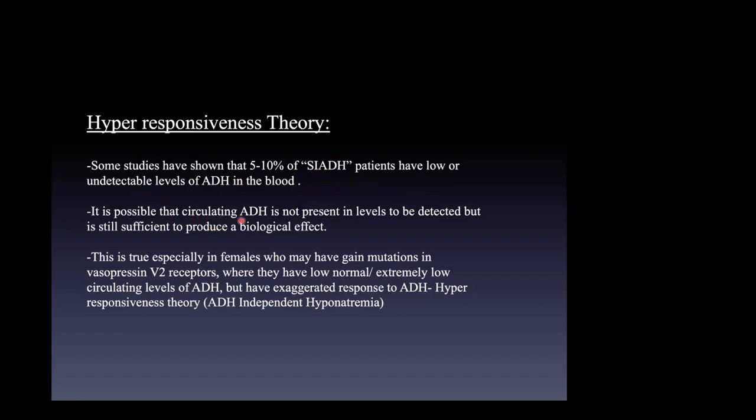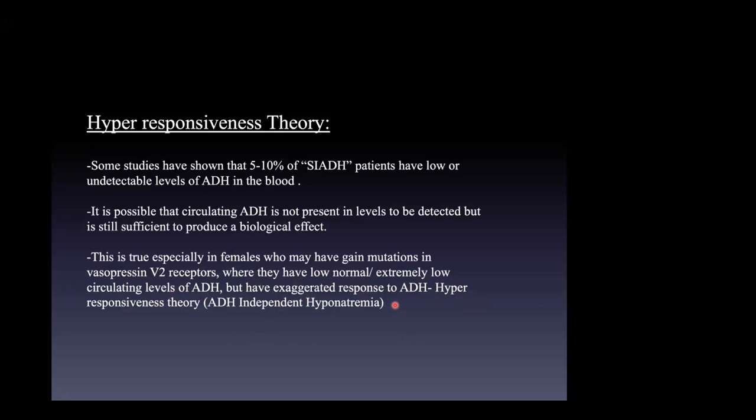It is possible that ADH is not present or is present at a very small detectable level, but it has some biological effect on the tubule to increase the urine osmolarity. This is true especially in older females, who with age may have a gain of function mutation in the vasopressin receptors, where they have low normal or extremely low circulating levels of ADH, which gives them an exaggerated response to ADH. This is called the hyperresponsiveness theory.